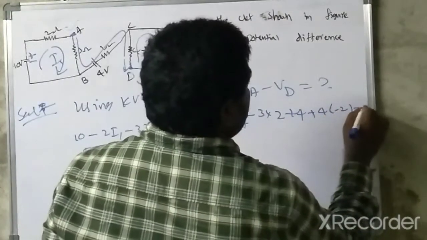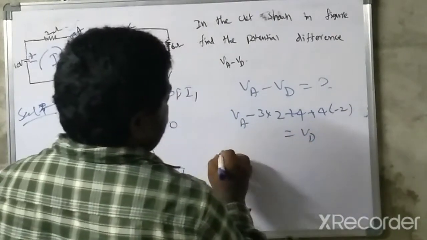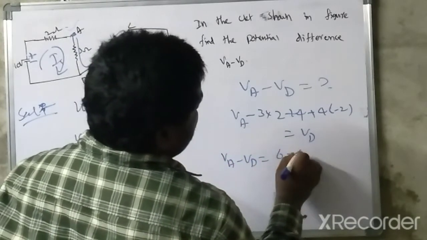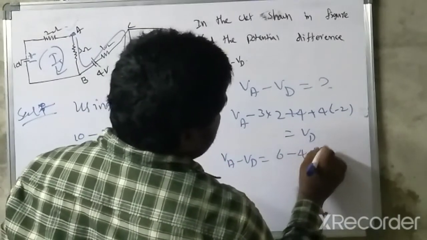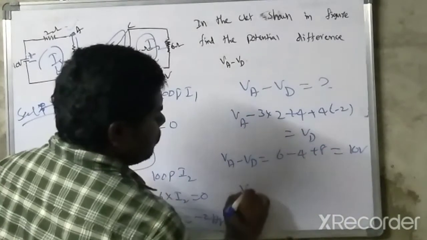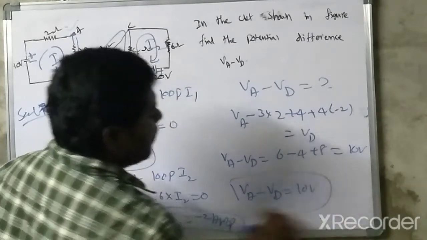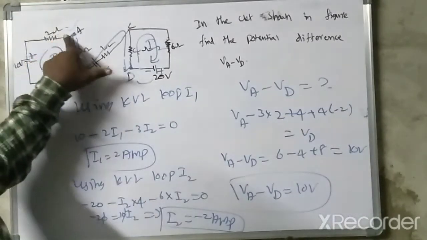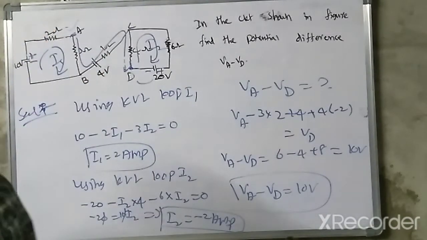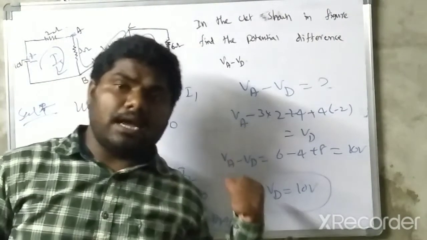Is equal to VD. So VA minus VD is equal to 6 minus 4 plus 8 is equal to 10 volt. So the potential difference across these two terminals, VA minus VD, is equal to 10 volt. Whenever they ask this type of question, you may do it like this.